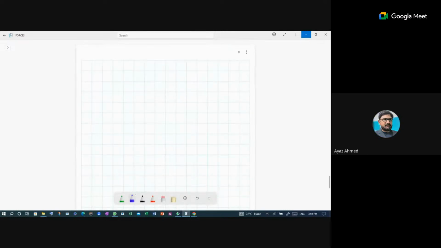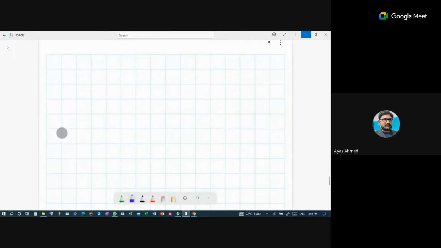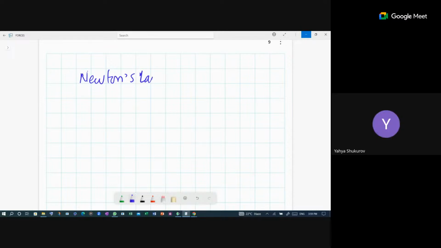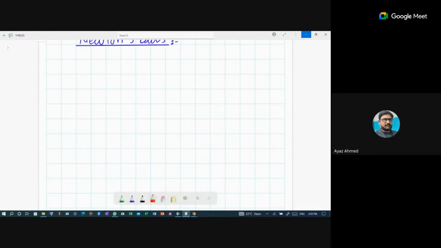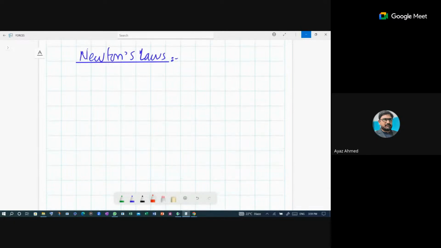Okay, right. So today we will discuss Newton's laws: Newton's first law, second law, and third law, and then we will practice some of the questions, right? So let's talk about Newton's laws. When we talk about force, if we do not talk about Newton, it would not be justice to him. That's why, Newton's laws, there are three laws.